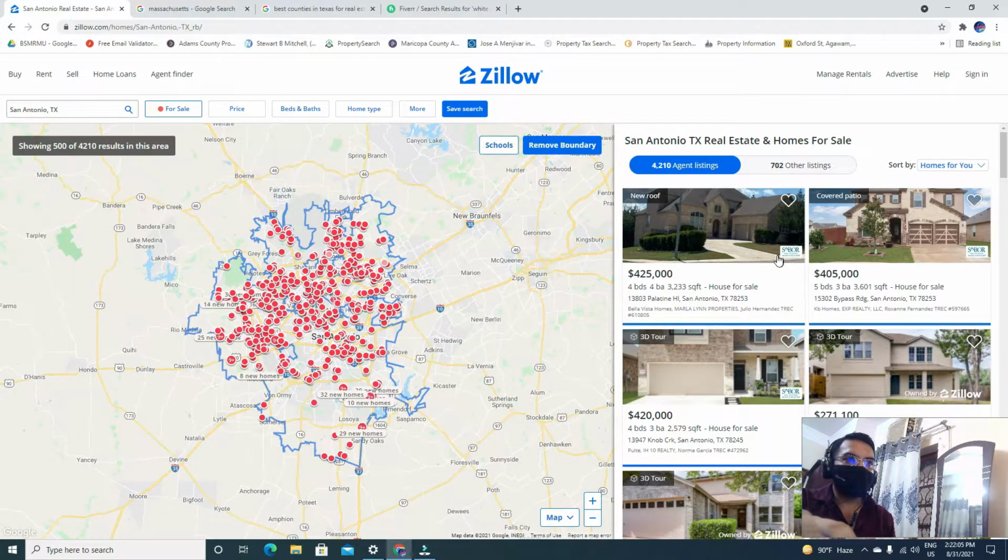As you can see, there are 4,210 agents right now. So if you even sell one lead for $1 or $2, you can make at least close to $8,000 or $7,000 from just over here. Just have a look at this. This is unreal.